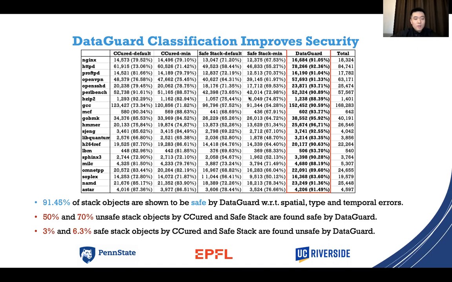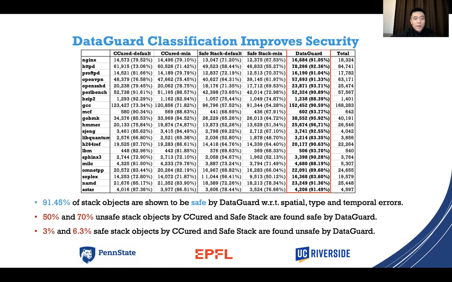As we can see, among all the benchmarks that we tested, 91.45% of the stack objects are shown to be safe by DataGuard with respect to all classes of memory errors. By comparing the results of SeCured, SafeStack and DataGuard, we found that 50% and 70% of the unsafe objects by SeCured and SafeStack can be verified as safe statically.